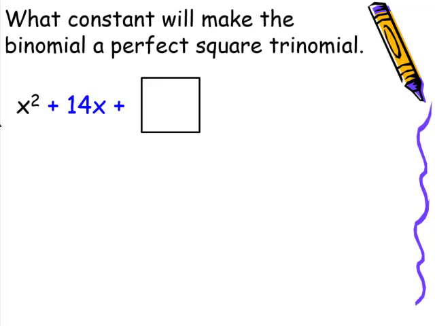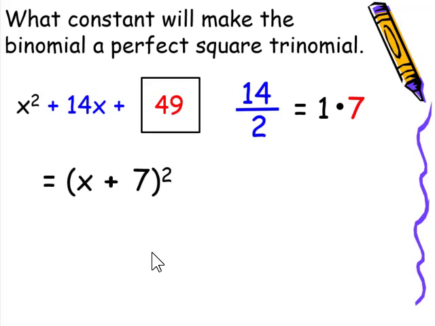So what constant will make the binomial a perfect square? What would I have to add to this? So similar to what we did, we're taking half of this number, which is 7, and squaring it. And now we have a perfect square trinomial, because we know that 14 divided by 2 is equal to, remember there's an understood 1 here, the square root of 1 is 1, times the square root of 49, which is 7. So it's equivalent to that. So the number that we're adding is 49, that's our answer.